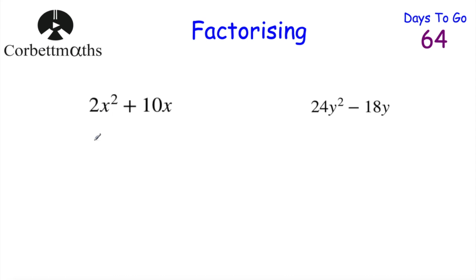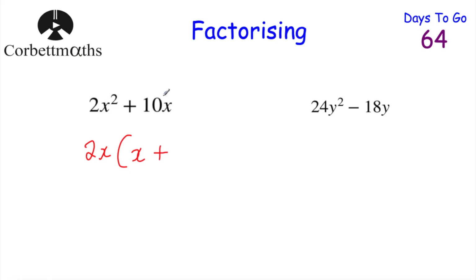Okay, so if I asked you to factorise 2x squared plus 10x, both of these are divisible by 2, and we can also take an x out as well. So I'm going to take our 2x outside of the brackets, and then divide both of these by 2x. 2x squared divided by 2x, well, that just leaves us with x. So 2x times x is 2x squared.